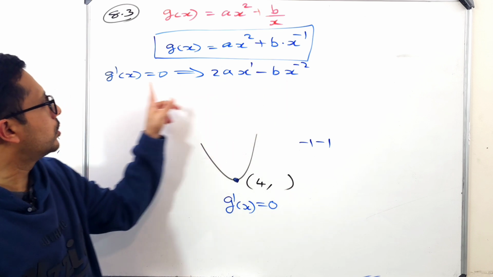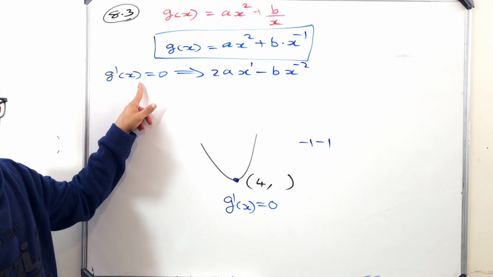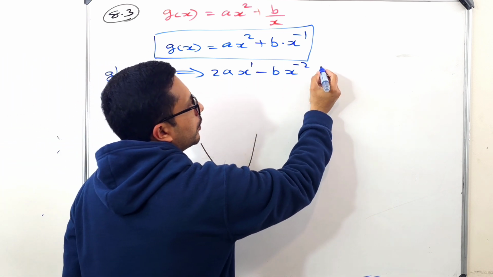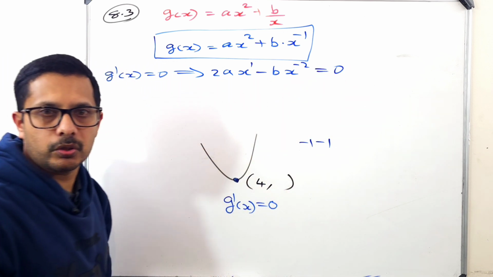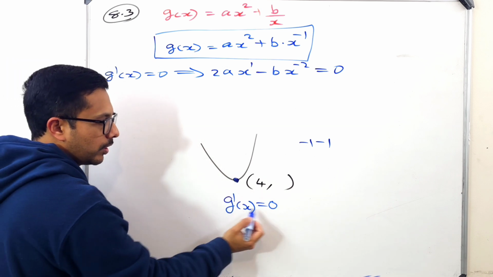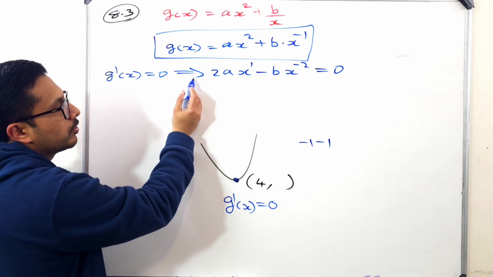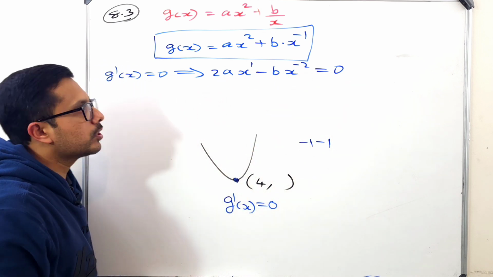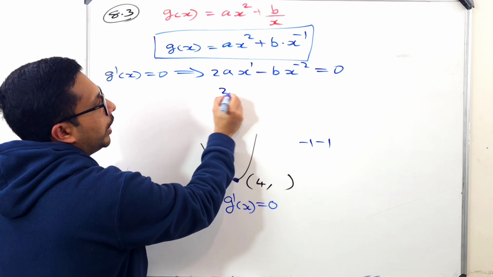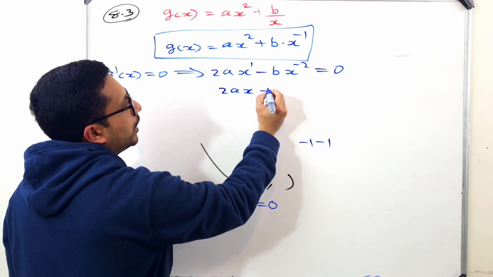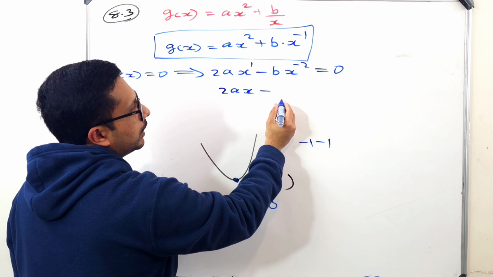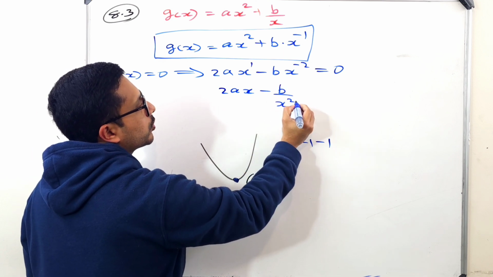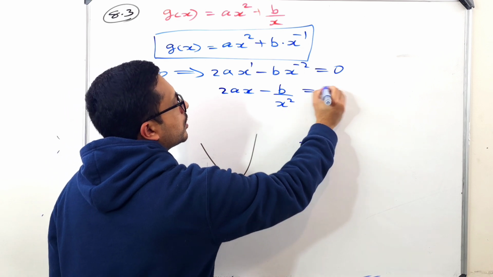That is our first derivative, and at a minimum the first derivative is equal to 0. So this is our first derivative and that one is equal to 0. Now we have to simplify this one. So this is 2ax minus, let me write this one as b divided by x square, positive x raised to positive 2, is equal to 0.